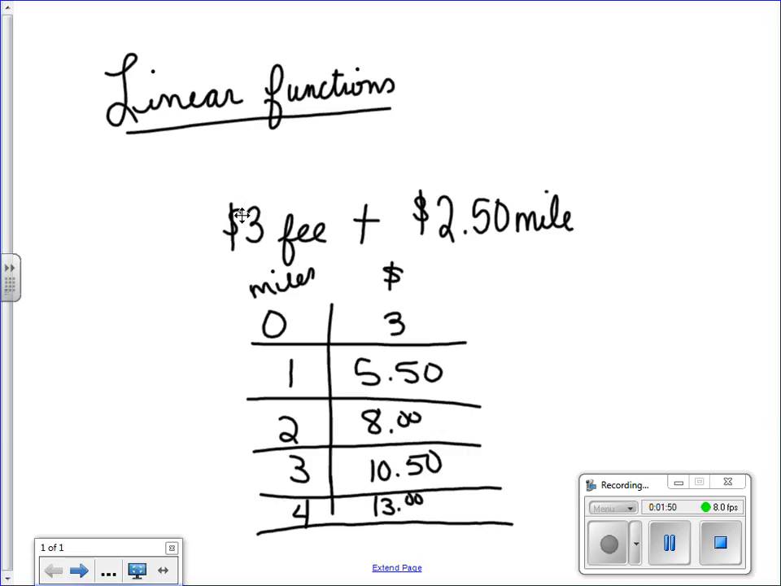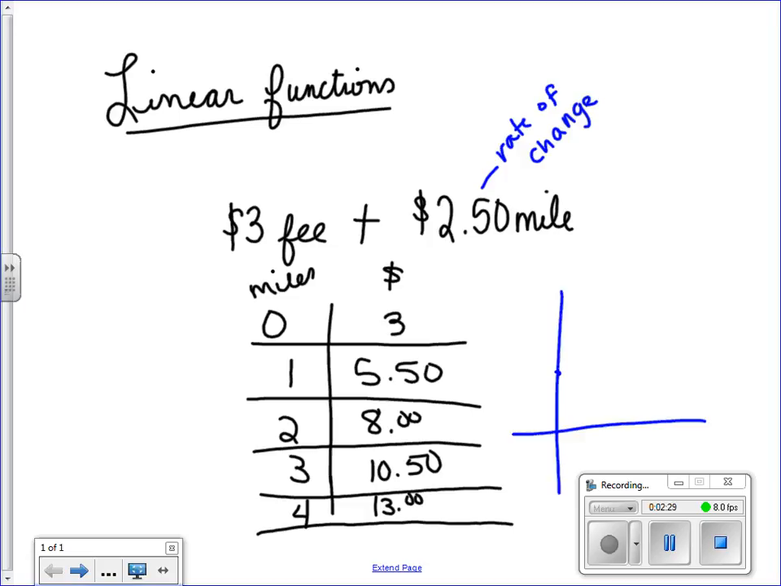Okay. So this 2.50 right here, that's the rate of change. That's how much this is changing every time. Okay? And on this particular problem, the rate of change is constant. It's always 2.50. That constant rate of change makes this a linear function. If I were to graph this, it would be a line.